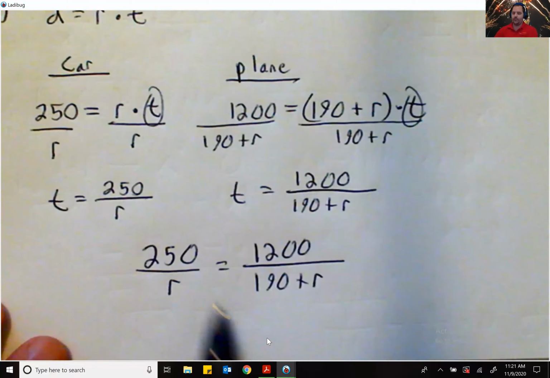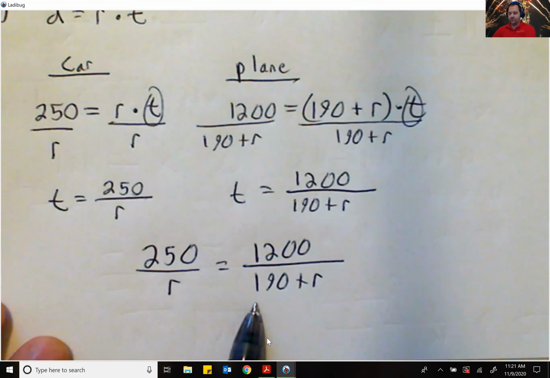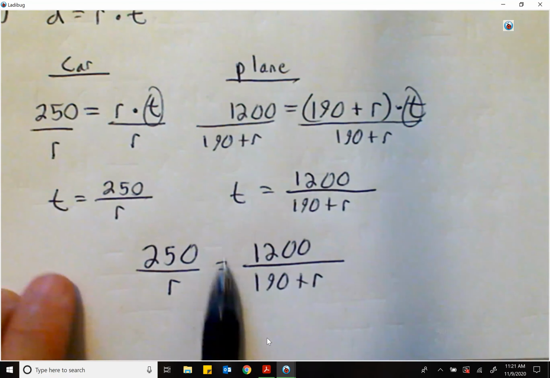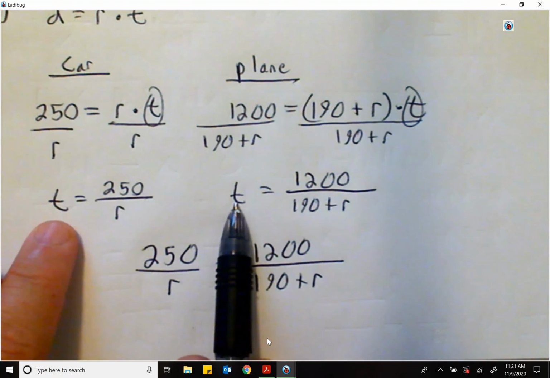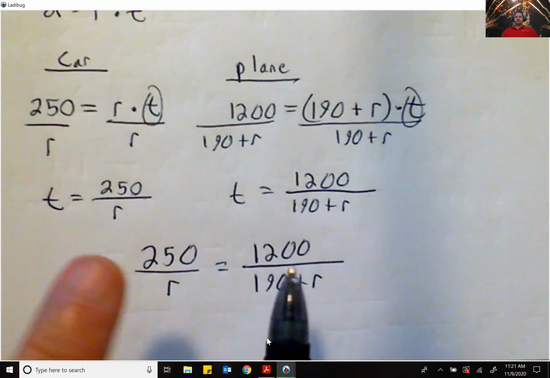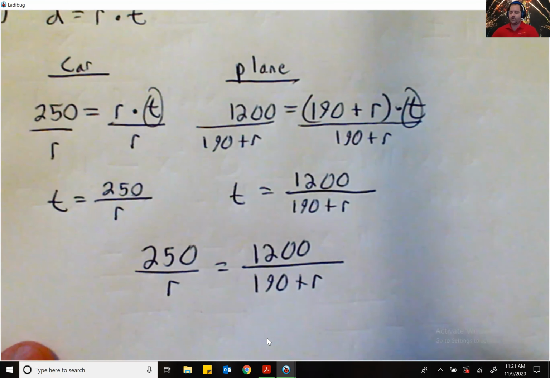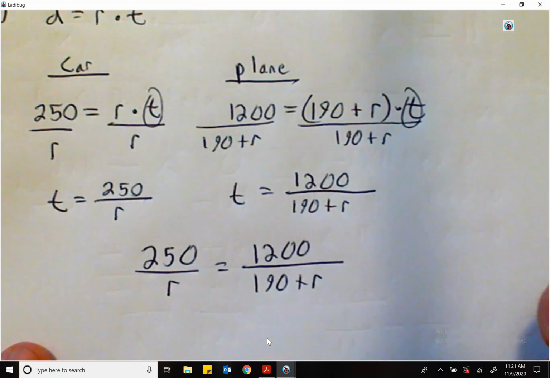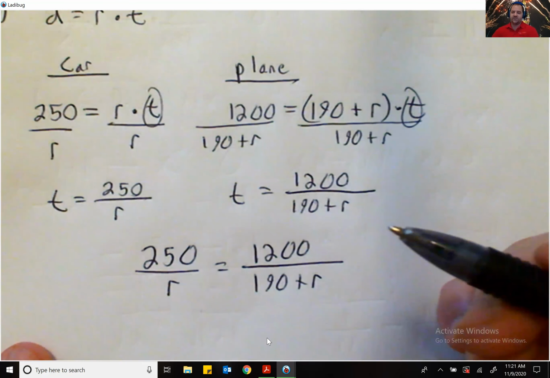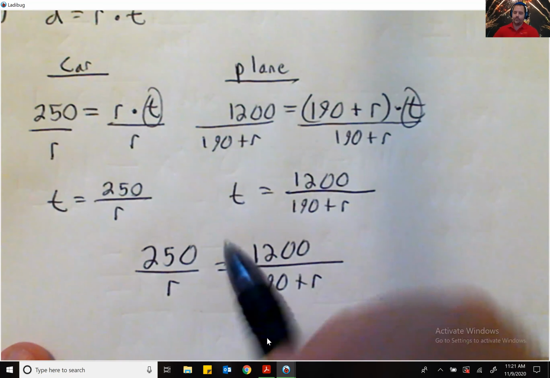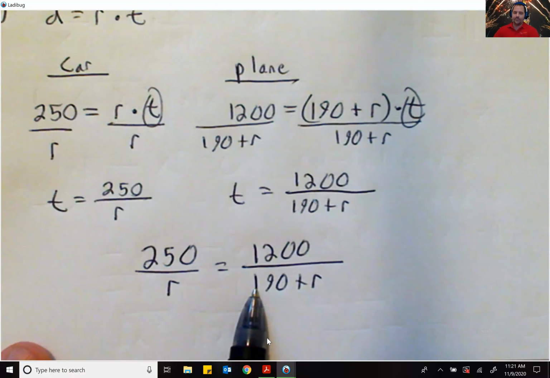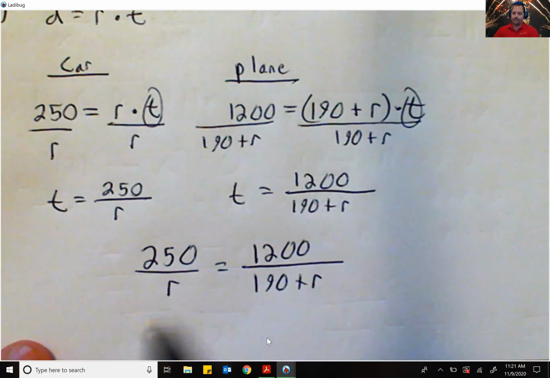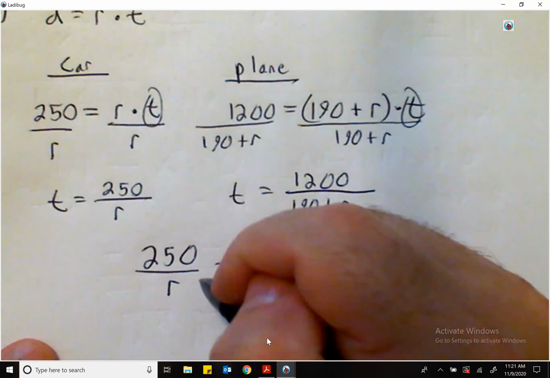There's our rational equation that we need to solve. And again, I can set them equal because their times are the same. How do we solve this? Can we cross multiply? You can cross multiply. Absolutely, that's what I would do. Or you can multiply both sides by the LCD, which would be R times 190 plus R. It's all the same, but let's go ahead and cross multiply. That's the easiest to do.